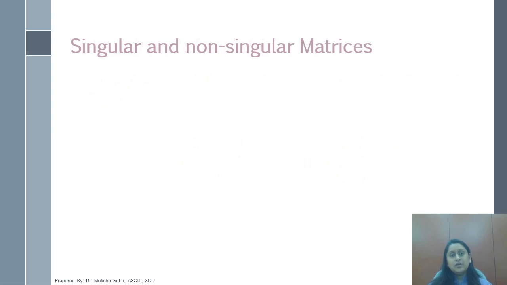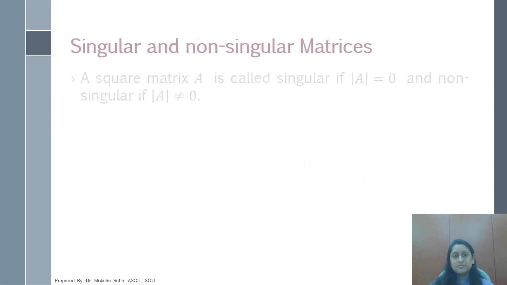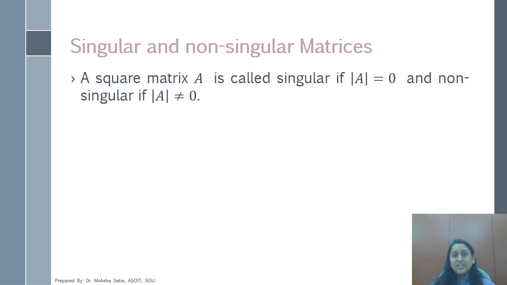Next are singular and non-singular matrices. A square matrix A is called singular if the determinant of A is 0 and non-singular if the determinant of A is not 0. So singularity of a matrix depends upon the determinant of the matrix, that means the value of the matrix. If the matrix value is 0, it is a singular matrix. If it is non-zero, it is a non-singular matrix.